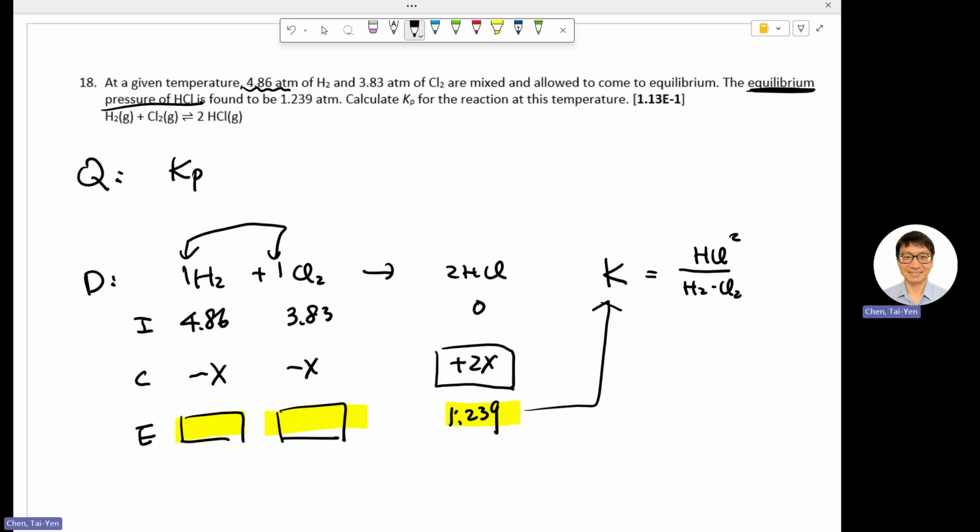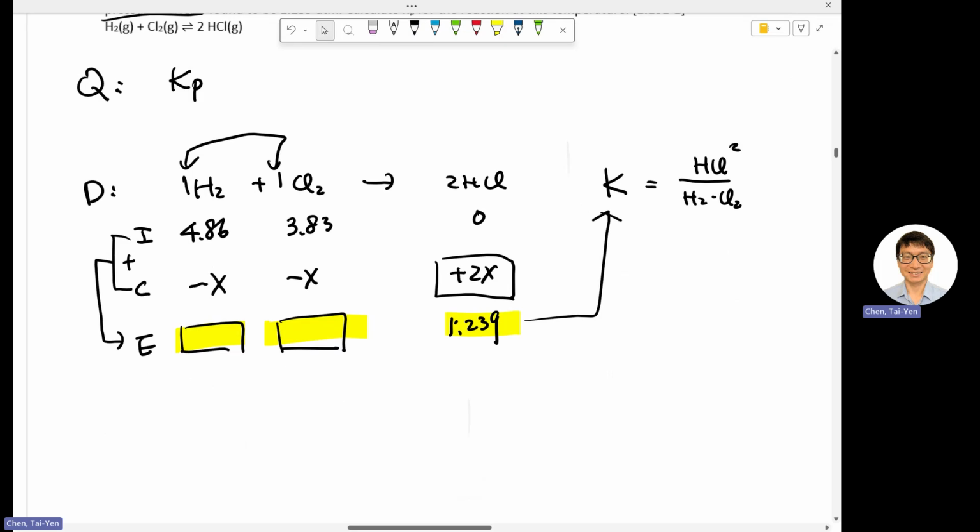Plus 2x. How do you know it's actually 2x? Because the coefficient is 2 HCl, right? You have to know that if you decrease by 1 mole, you can produce 2 moles of HCl. That's why you write plus 2x over there. Then you know I plus C will give you E, right?